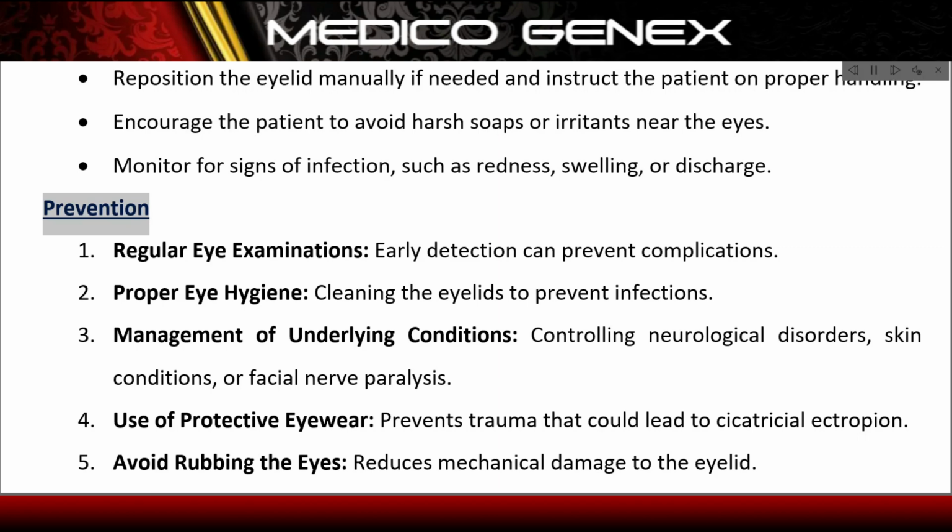Prevention. Regular eye examinations, early detection can prevent complications. Proper eye hygiene, cleaning the eyelids to prevent infections. Management of underlying conditions, controlling neurological disorders, skin conditions, or facial nerve paralysis. Use of protective eyewear, prevents trauma that could lead to cicatricial ectropion. Avoid rubbing the eyes, reduces mechanical damage to the eyelid.